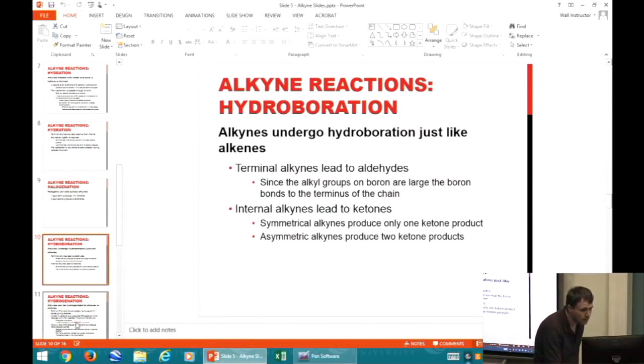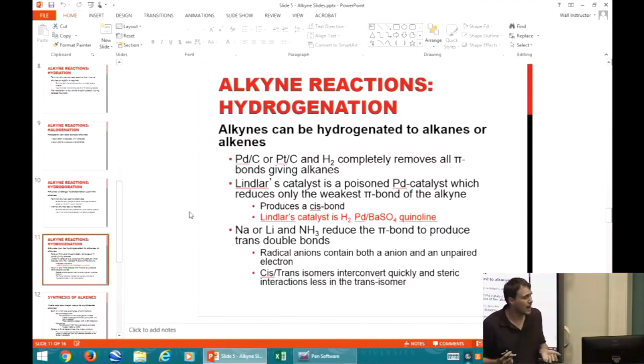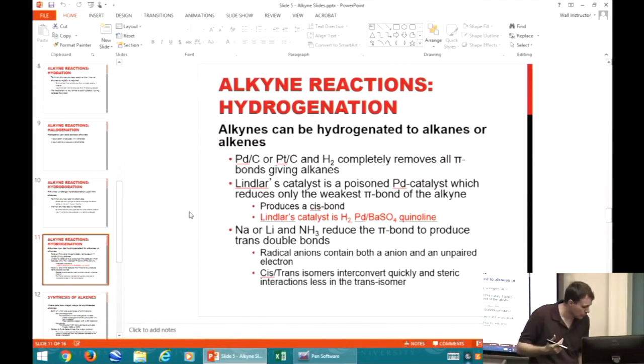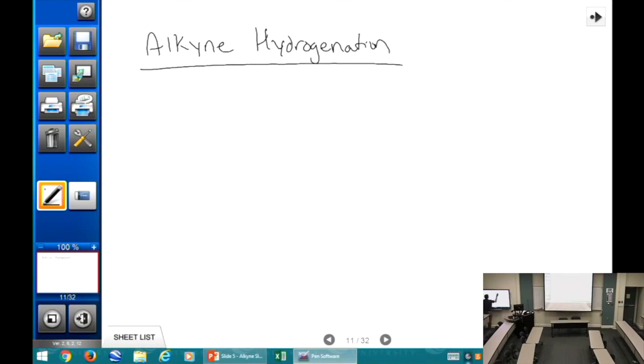So our next thing, we have hydrogenation. Hydrogenation is a way to remove pi bonds. So when we had alkenes, we could remove the double bond and get back to alkane. Similar is true for alkynes. So I can go from alkyne to alkene to alkane. Depending on what reagent I pick, that says where I will stop along this path.